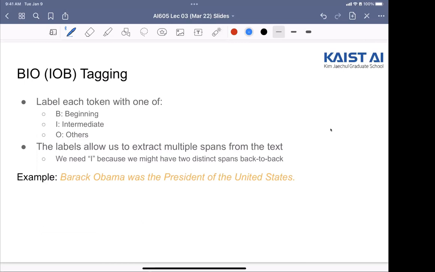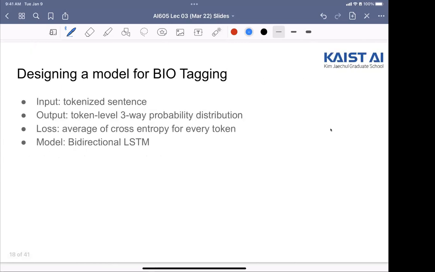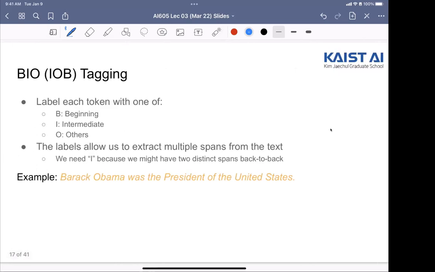So beginning is always only assigned to the first word of each named entity. That's how you can differentiate between two entities, because if you use B, then you're starting a new entity, and if it's I, then it's a continuation from the previous token. By the way, it's called BIO tagging, because beginning, intermediate, other tagging, or sometimes it's called IOB tagging. So if you see this in papers, you can think of them as the same thing.